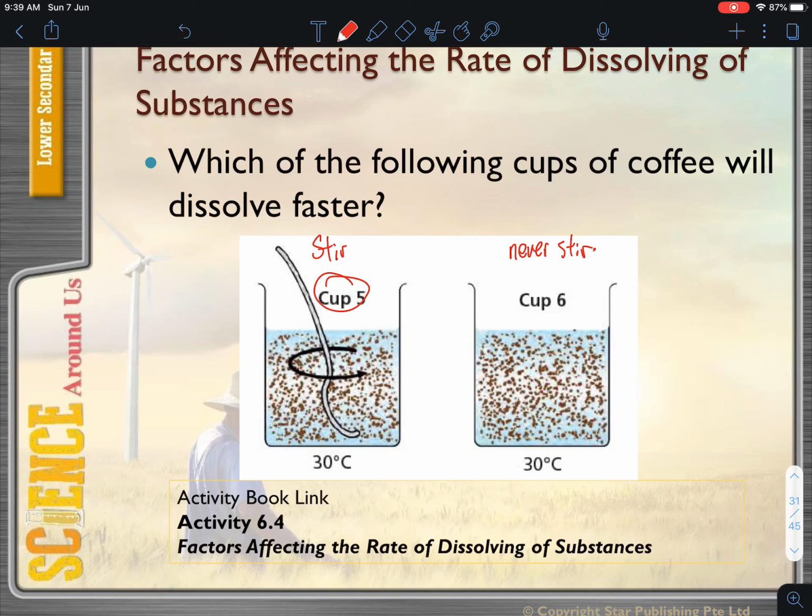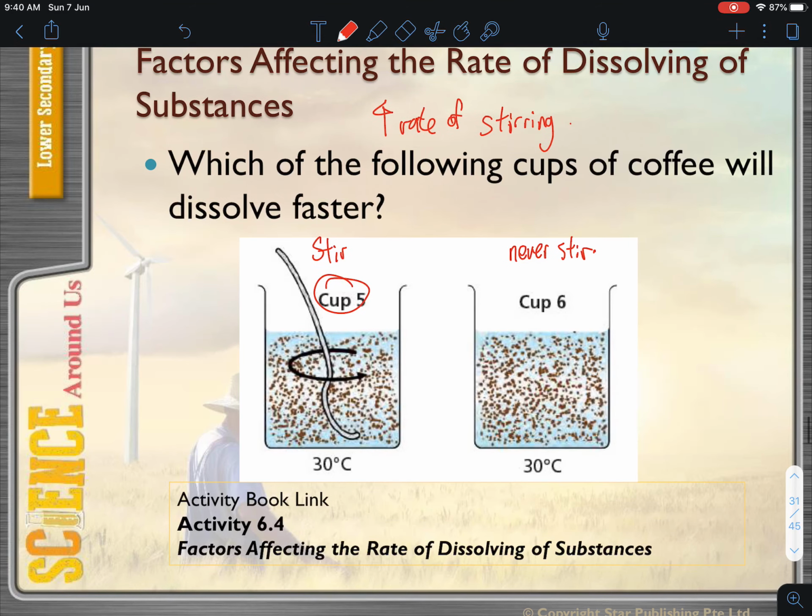So imagine yourself when you're running, when someone is behind pushing you to move faster, definitely you will move a lot faster as compared to someone who never pushes you, never does anything to you, and you just run at your own pace. So same thing here. When you increase the rate of stirring, you are also increasing the rate of dissolving.